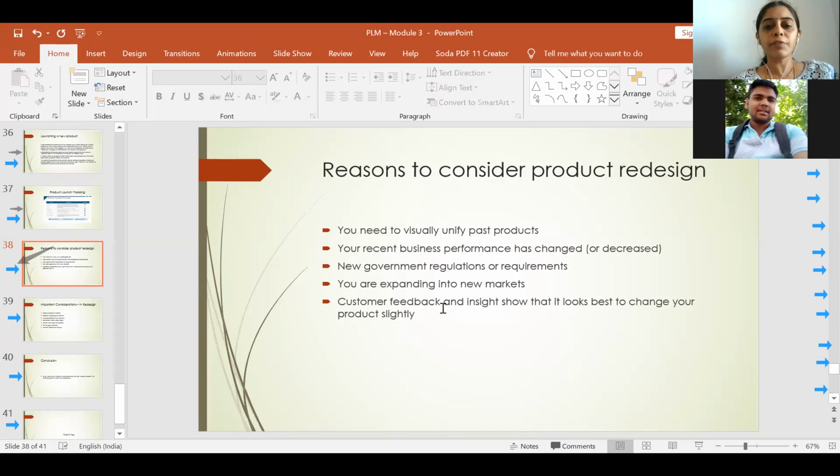Next is customer feedback and insight show that it looks best to change your product slightly. And this is a common thing everyone knows. If the customer provides you directly the feedback saying that they need some changes, then also we go for product redesign. So these could be the reasons when and how the product could be redesigned.